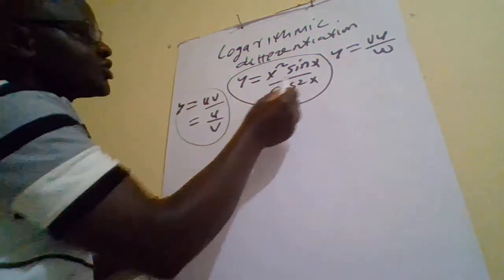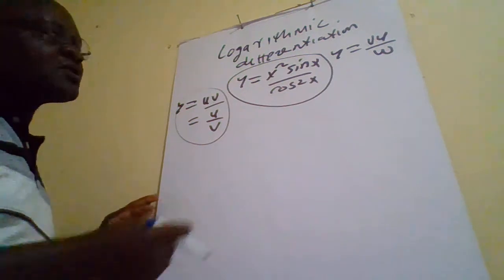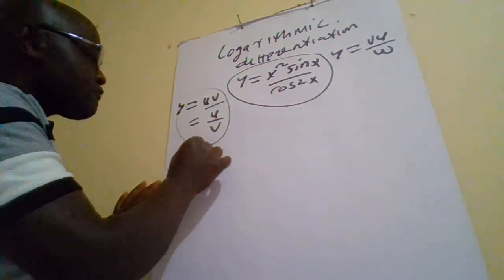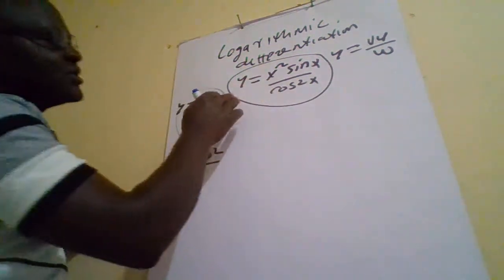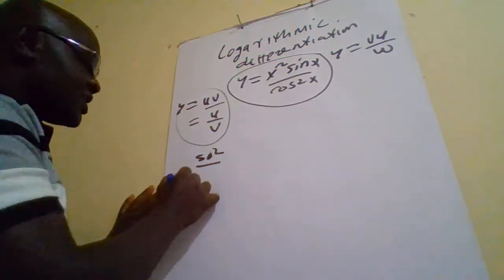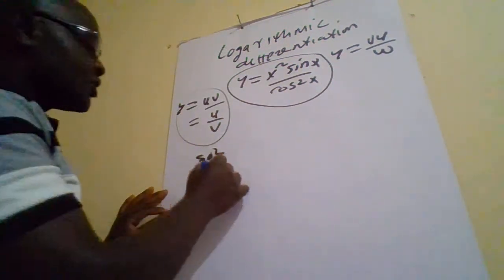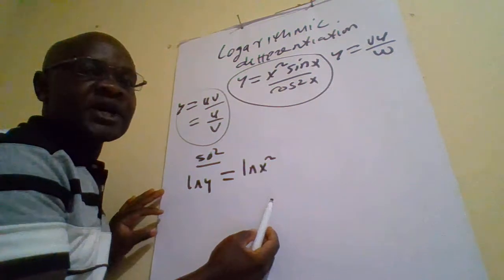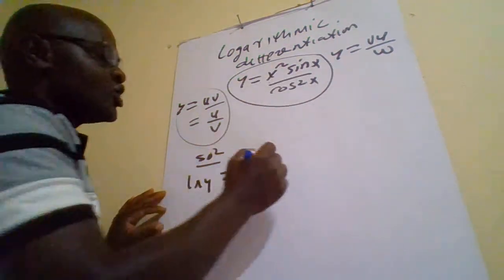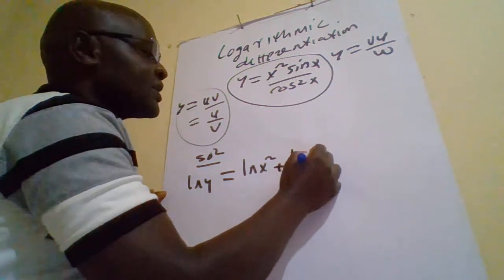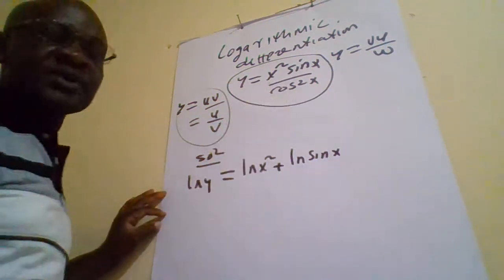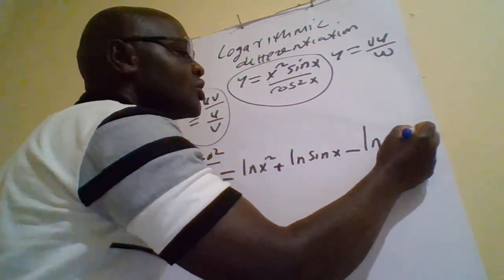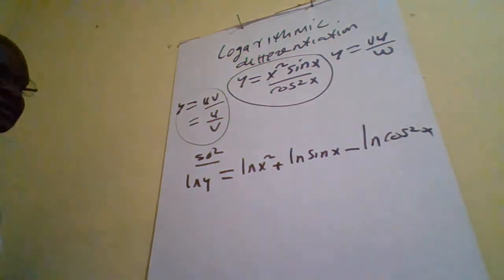So once you have an equation like this, you take natural logs of the equation on both sides. Solution: from this equation, we take logs on both sides. So we shall have ln of y equal to ln of x squared. When we are multiplying logs, we add, so we have x times sine x, so it will be plus ln of sine x. When we are dividing logs, we subtract, so minus ln of cos 2x, like that.